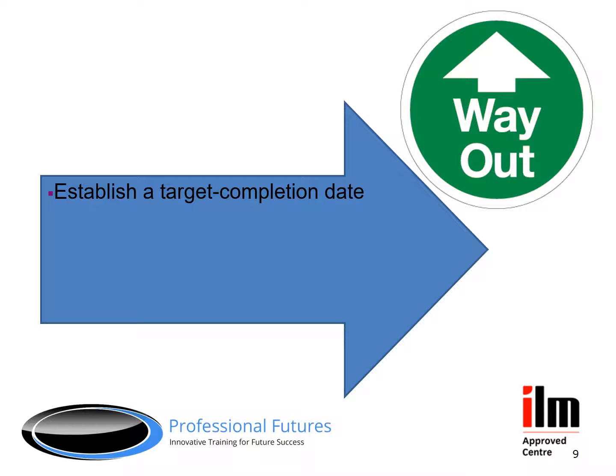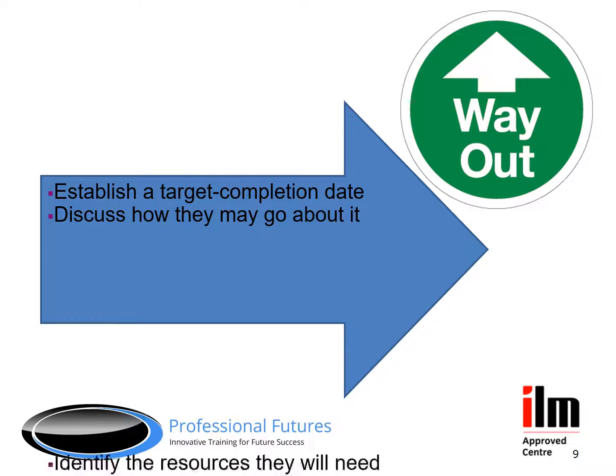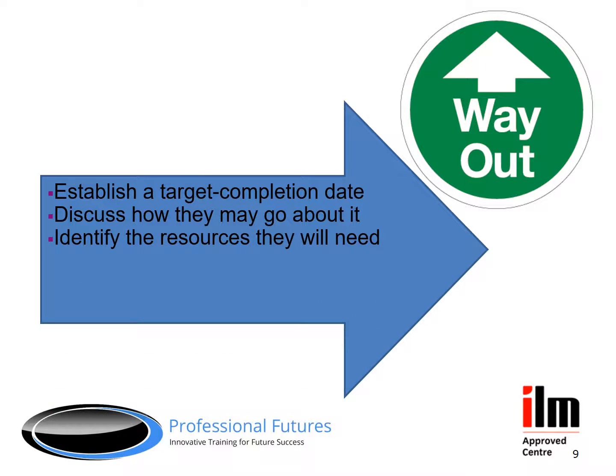Now, other elements to consider: you need to ensure that there's an end date. So when do you expect that task to be completed, and ensure that that's communicated to them. You may also want to discuss with them how they might go about achieving that task, but that depends on their development level. If they're highly developed, you might just give them the task and leave it to them to decide how they go about it, or you might want to help them a little bit with some thoughts and some ideas. The next element is that you need to identify any resources that they might well need and ensure that they're made available for them.